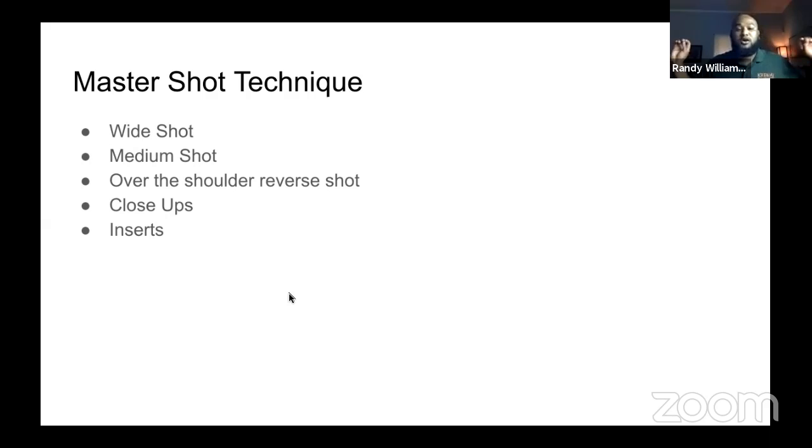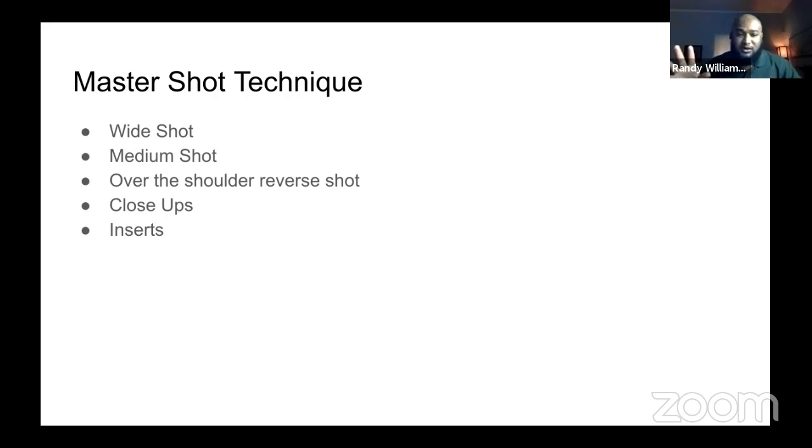So you would shoot the whole scene on the master shot. Then you would shoot the entire scene on the medium shot. and then you will go to over the shoulder on one actor, and then you'll shoot the entire scene again, over the shoulder reverse shot, shooting the other actor from their perspective.